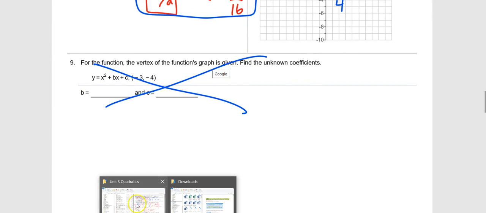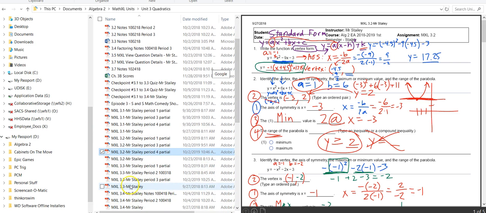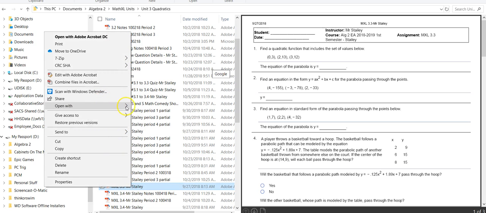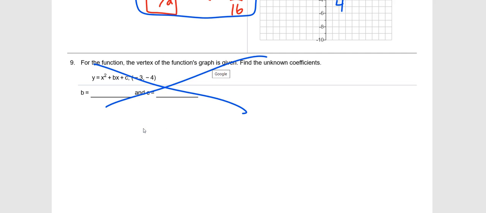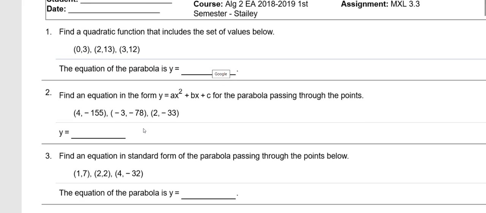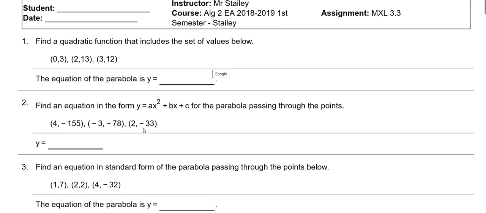Okay, next one. Not sure why Google's in the middle, but I will. Okay, now, you are going to see that question. We're really going to do two questions here. We're going to do question 1 and question 3.